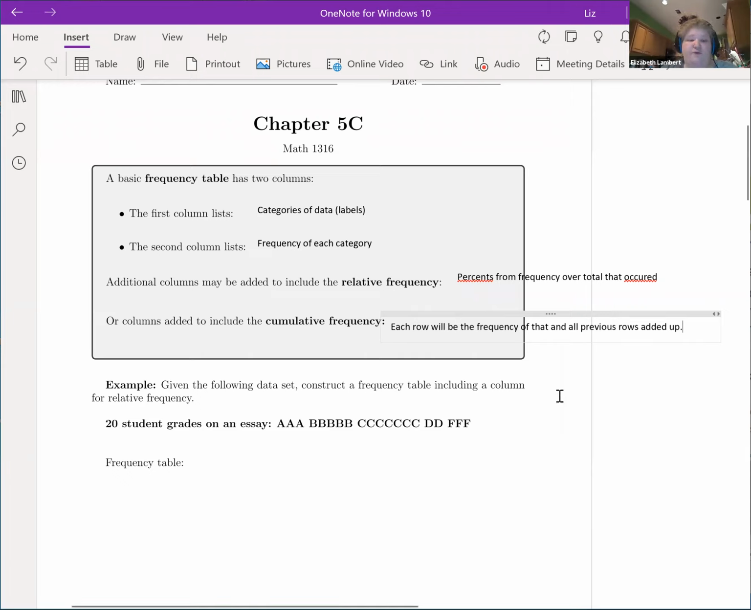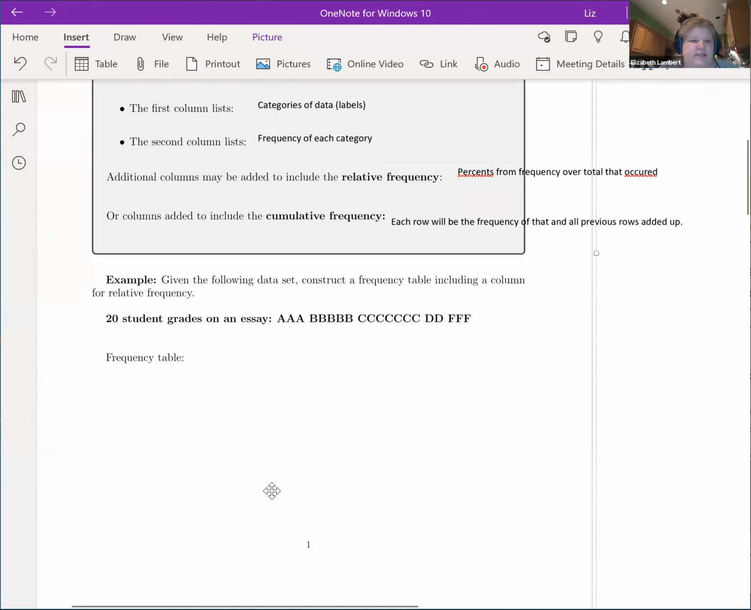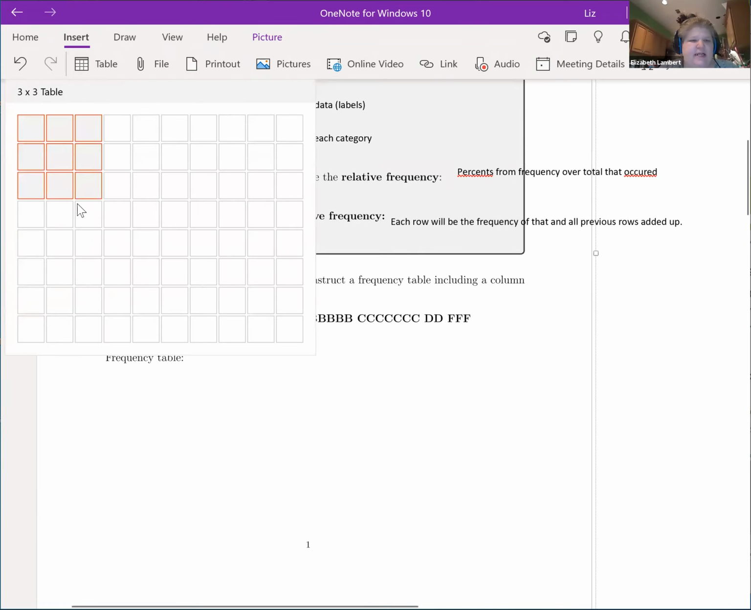Now, a frequency table, it doesn't have to be numbers. Like what we're going to see in our first example here is student grades on an essay, but they're letter grades, not number grades. But we can still construct a frequency chart and even do a little bit more with it. But let's start with that. So I have my handy dandy insert table button.